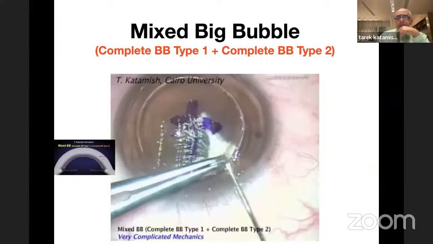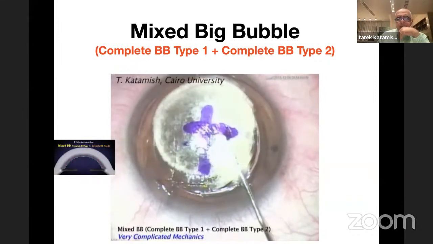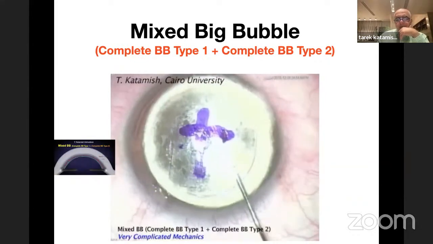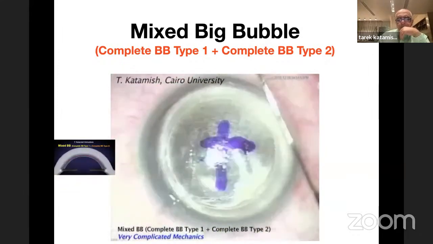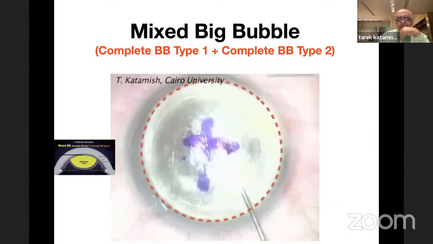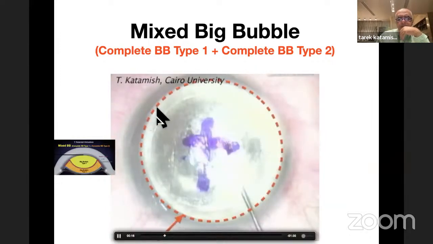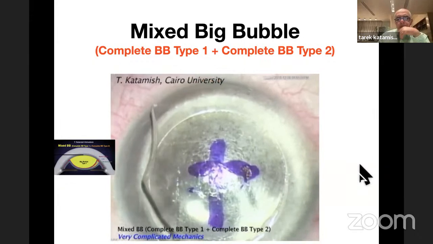This is a very rare example of having two complete big bubbles behind each other. Watch carefully when injecting. This white edge is big bubble type 1, as I have mentioned. But watch carefully at what will happen now. So this is big bubble type 1, as you see. And there's another edge here. You see this edge? This is the type 2 big bubble. So I am pointing to the type 2.